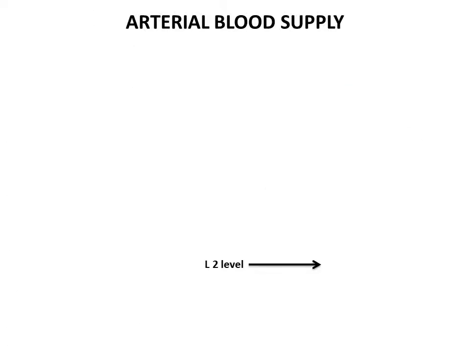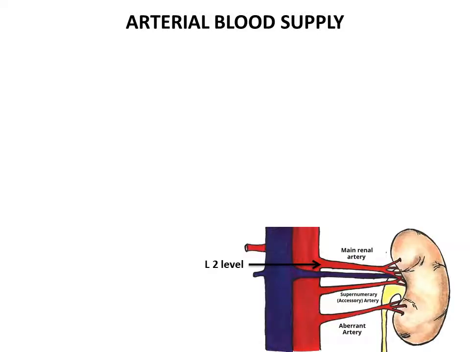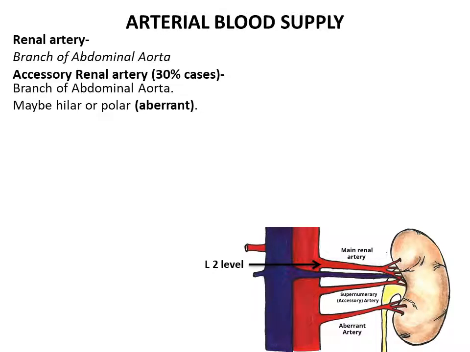The arterial supply of the kidneys. Each kidney is supplied by a renal artery, which is a branch of the abdominal aorta arising at the level of the second lumbar vertebra. In 30% of cases, accessory or supernumerary renal arteries may be present. These are also branches of the abdominal aorta and may enter at the hilum of the kidney, or sometimes they may enter at the pole of the kidney, usually the lower pole. In that case, they are known as aberrant renal arteries.